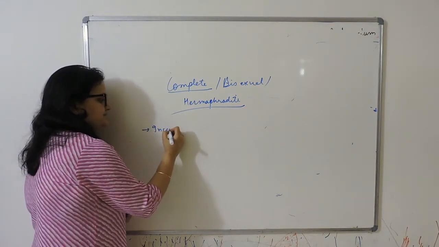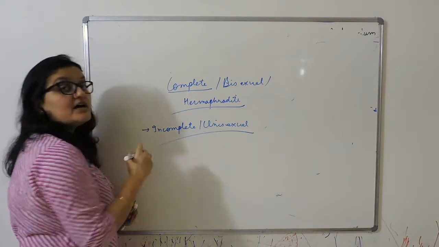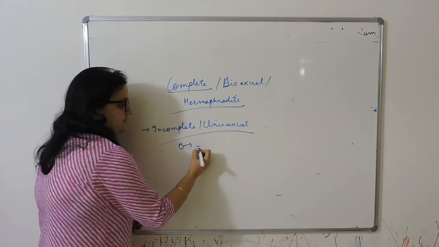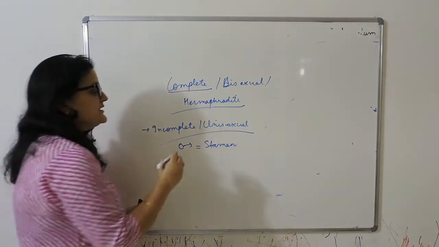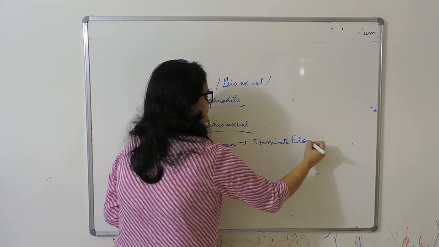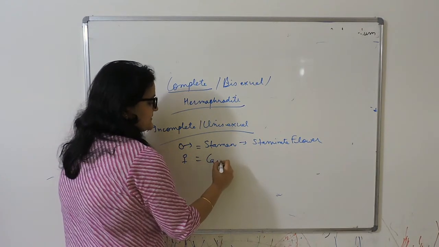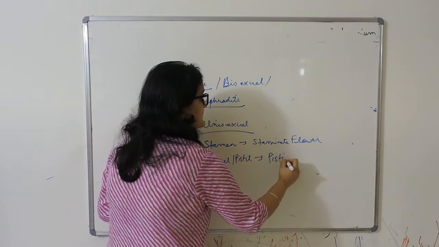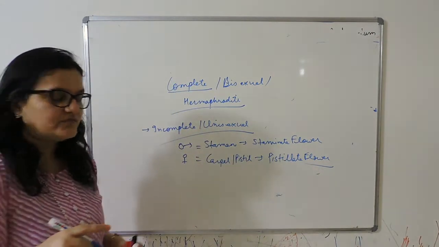Incomplete flower, or we can say unisexual flower, is when one of the essential whorls is absent. In that case, if the male part, the stamen, is present and only the female part is absent, that flower is known as the staminate flower. Or if only the female part is present, means carpel or pistil is present, that flower is known as the pistillate flower. And both of these are unisexual flowers.